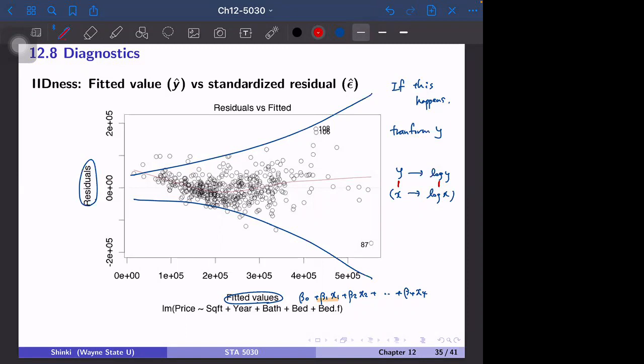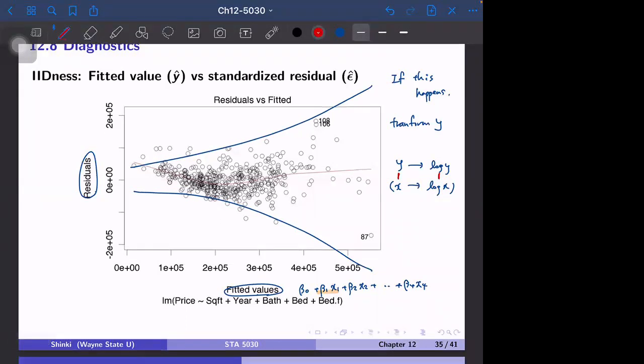Another reason that this plot is popular is that if we have multiple predictors, we can make only one figure to show this. If the horizontal axis is the predictor, we have to make multiple figures. So that is another reason. But to identify the relationship between response and the predictors, still the previous figure is essential.